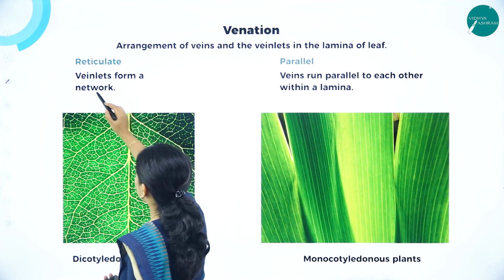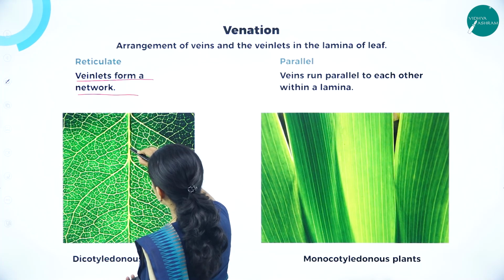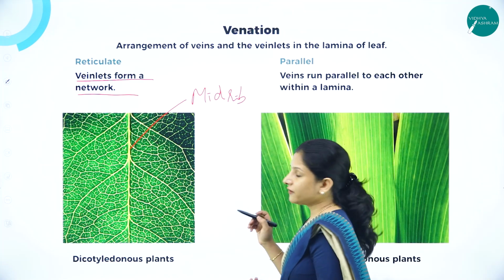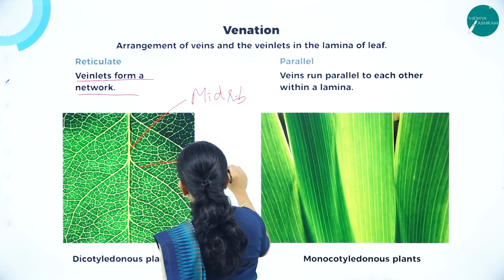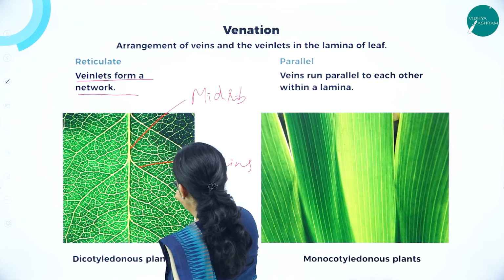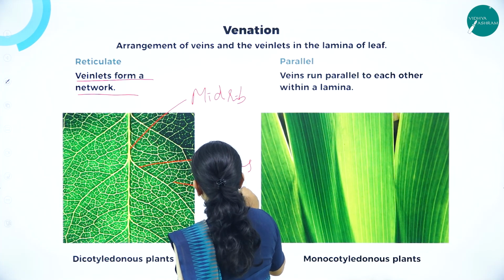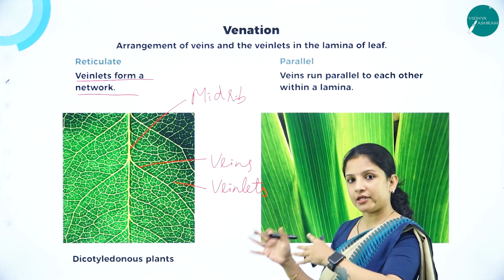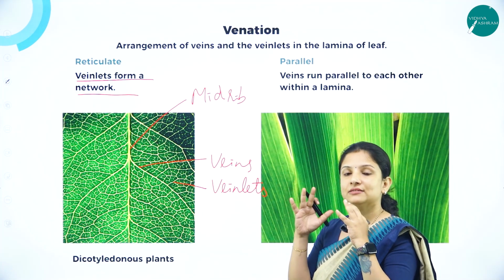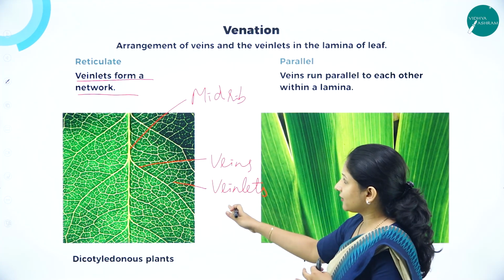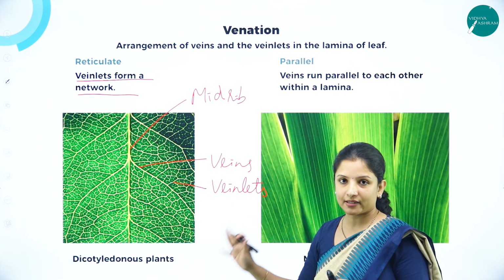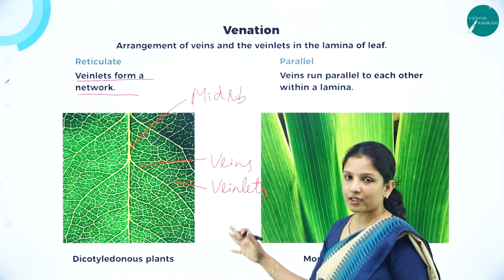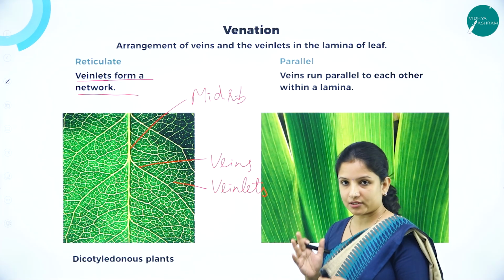So in reticulate venation, the veinlets form a network. If you can see here, there is the most prominent vein, that is the midrib. From the midrib, veins will arise, and from these veins, lots of veinlets will arise. Therefore, it leads to a network arrangement of veins, and such a network arrangement is called reticulate venation. This is one of the most characteristic features to distinguish between a dicot and a monocot, because reticulate venation is seen only in dicotyledonous plants.